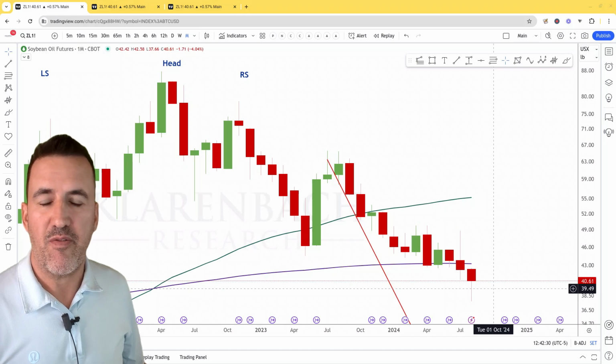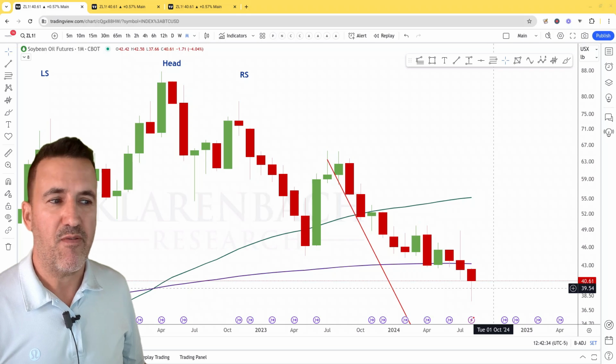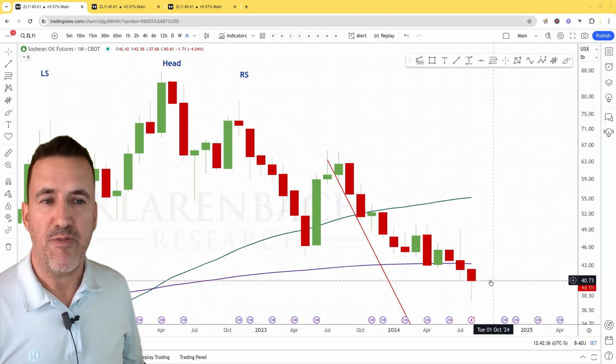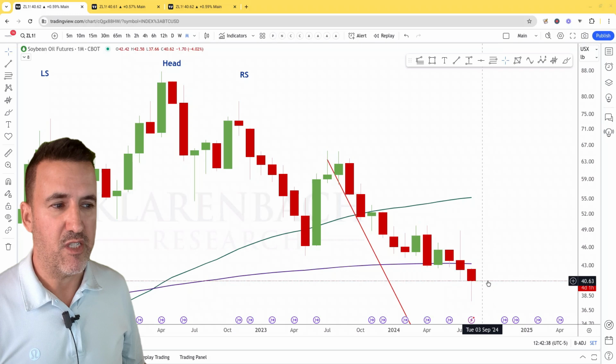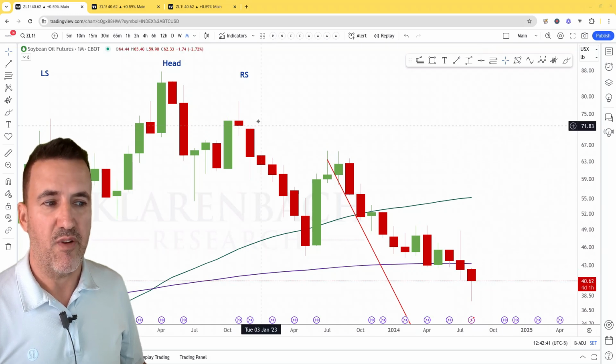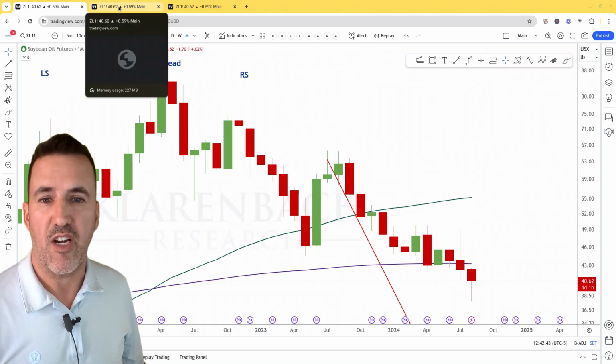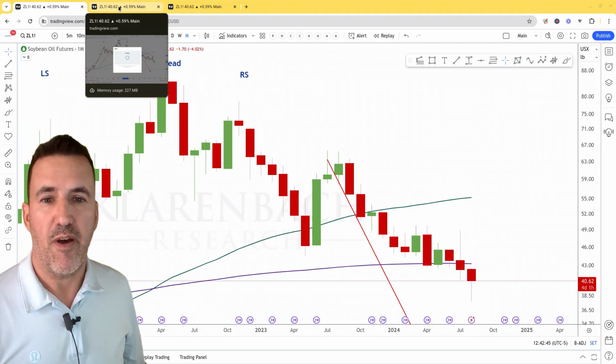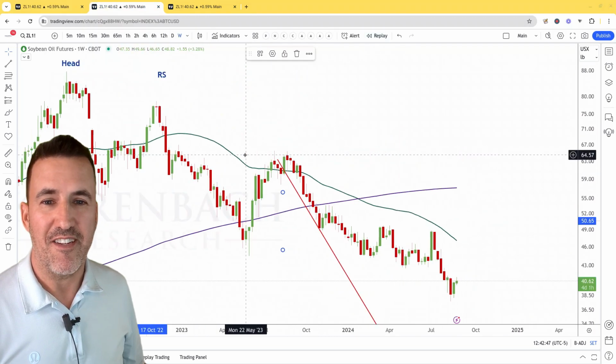I'm not a big follower of candlesticks. I'm aware of them. I might identify them from time to time, but I find them highly unreliable. So I don't focus on them, but just be aware there's a hammer candlestick, which is identified as a reversal pattern candle. So we'll see if that actually happens. I'm not betting on it, and I'll show you in the weekly chart an example of why that is the case.